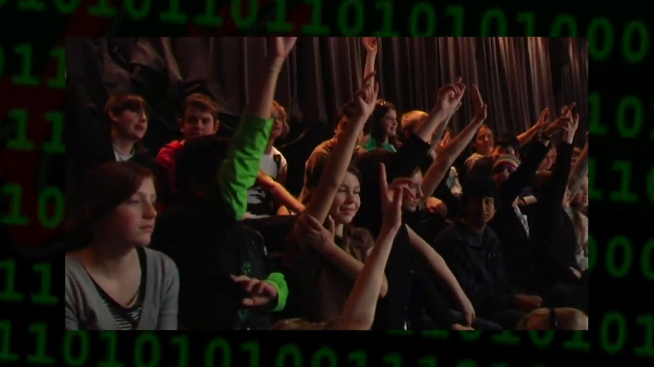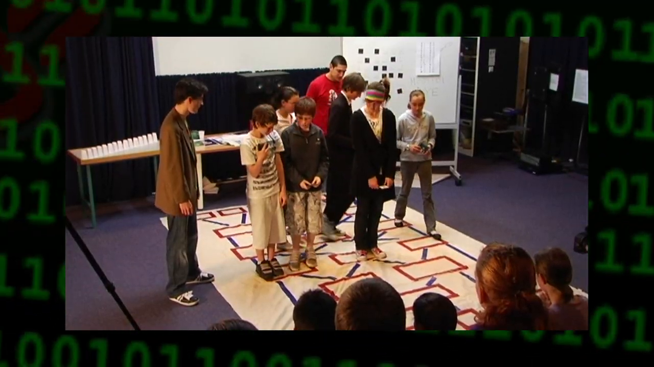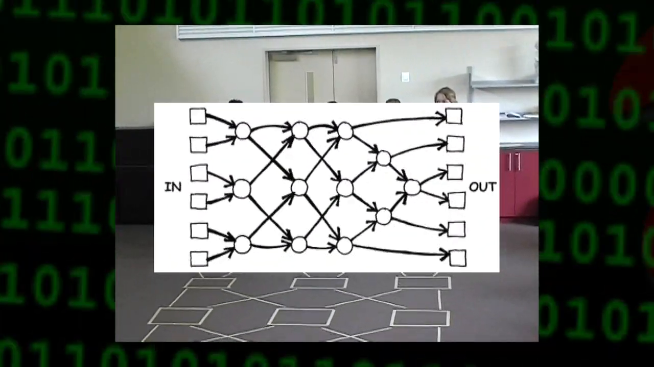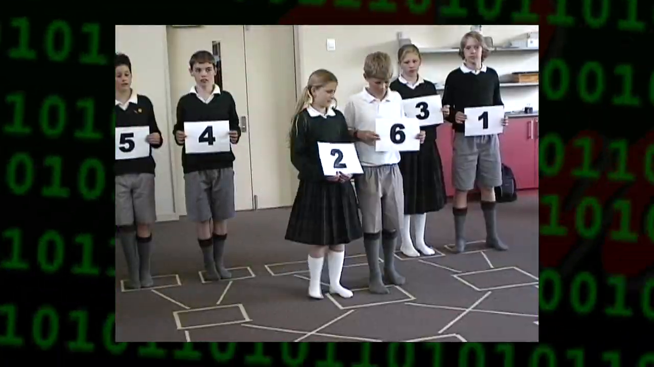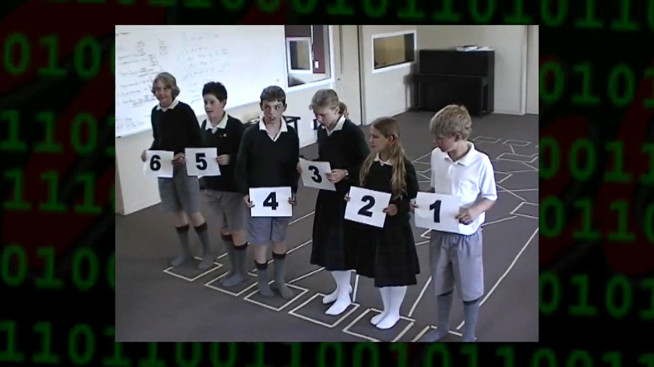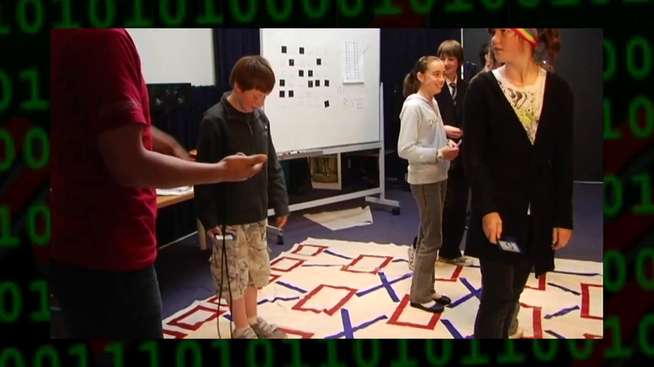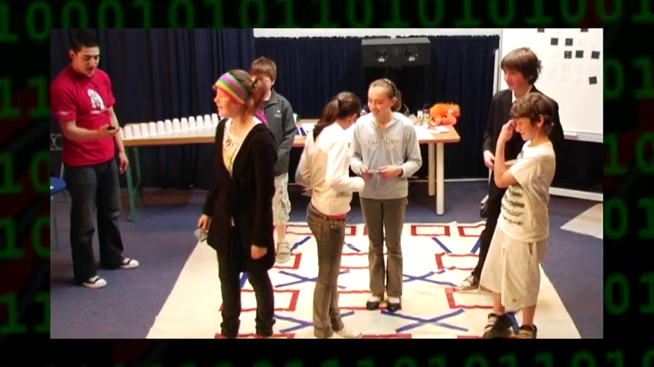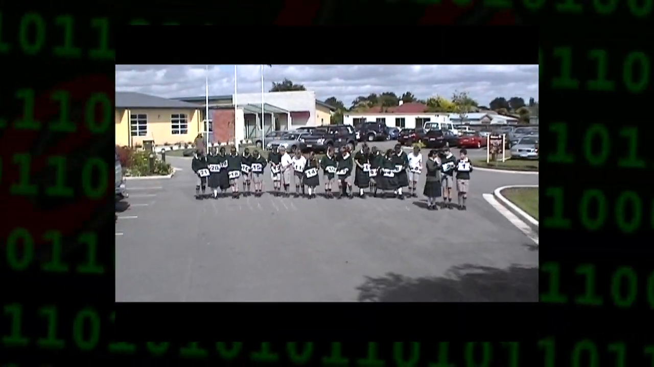Computer Science Unplugged uses kinesthetic activities that enable young students to physically engage with concepts, like this parallel sorting network, where students follow a simple rule, comparing numbers when they meet at a box and ending up in sorted order. After doing the physical activity, they can explore the concept through discussion and exercises. This activity can be done by a group of six students or a whole class.